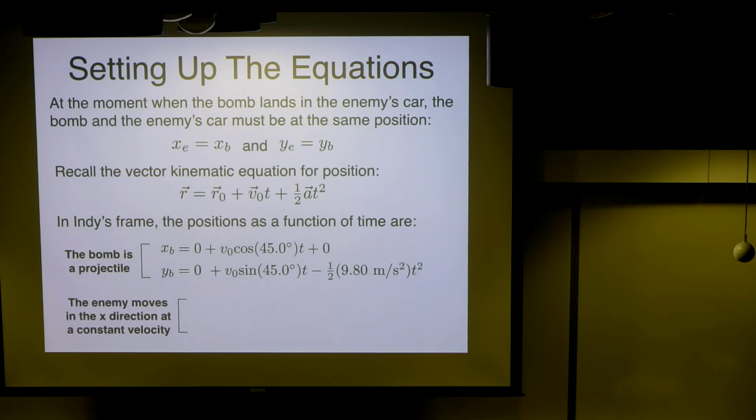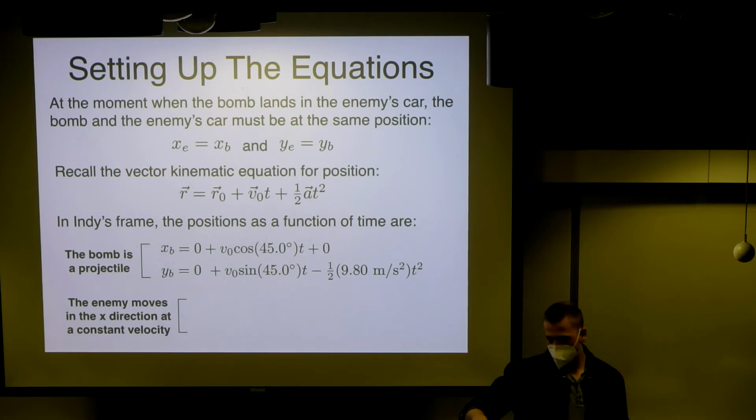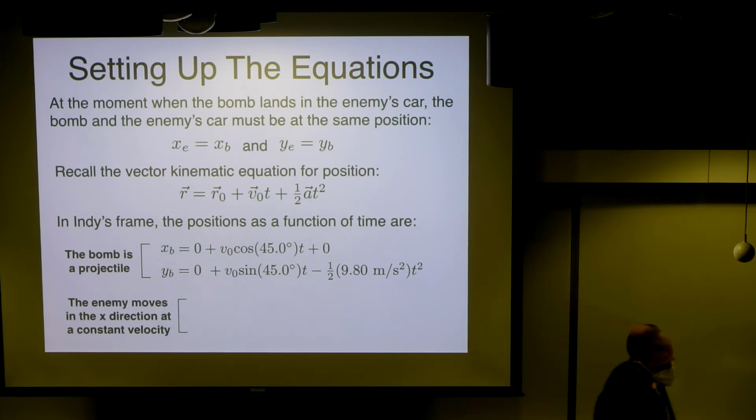Okay, for the enemy's car, now we want to write down the x and y position of the enemy's car, in the same kind of way. So for the enemy's car, remember, that's just moving in the x direction at a constant velocity. So there's no acceleration happening, it's just constant velocity. And there's only motion in the x direction. There's no motion in the y direction for the car. Okay? So here's what we have.